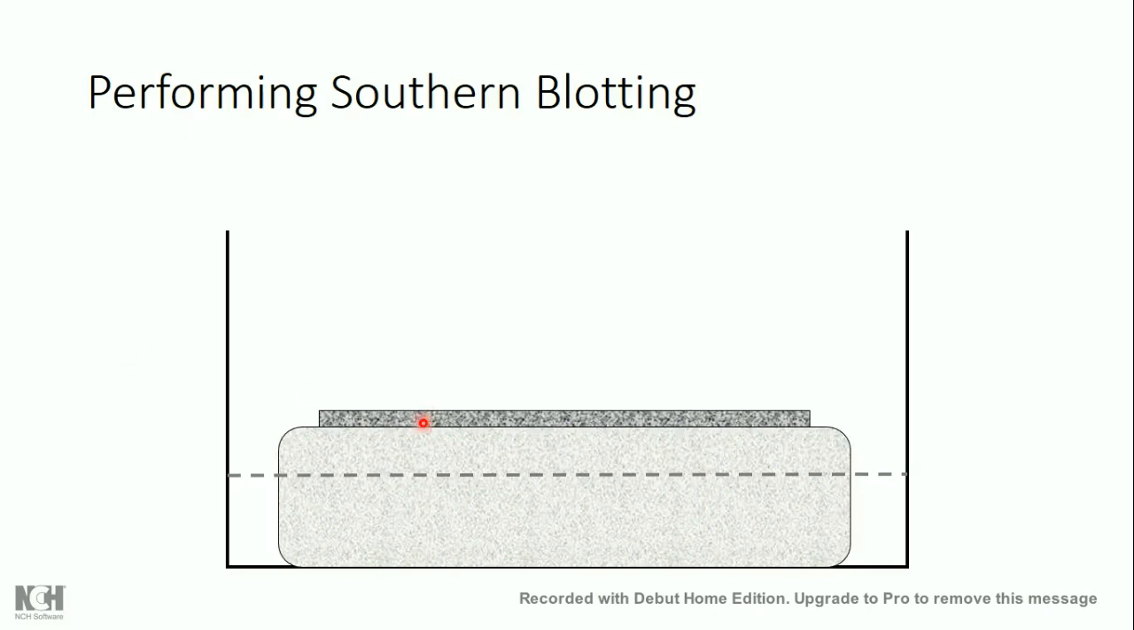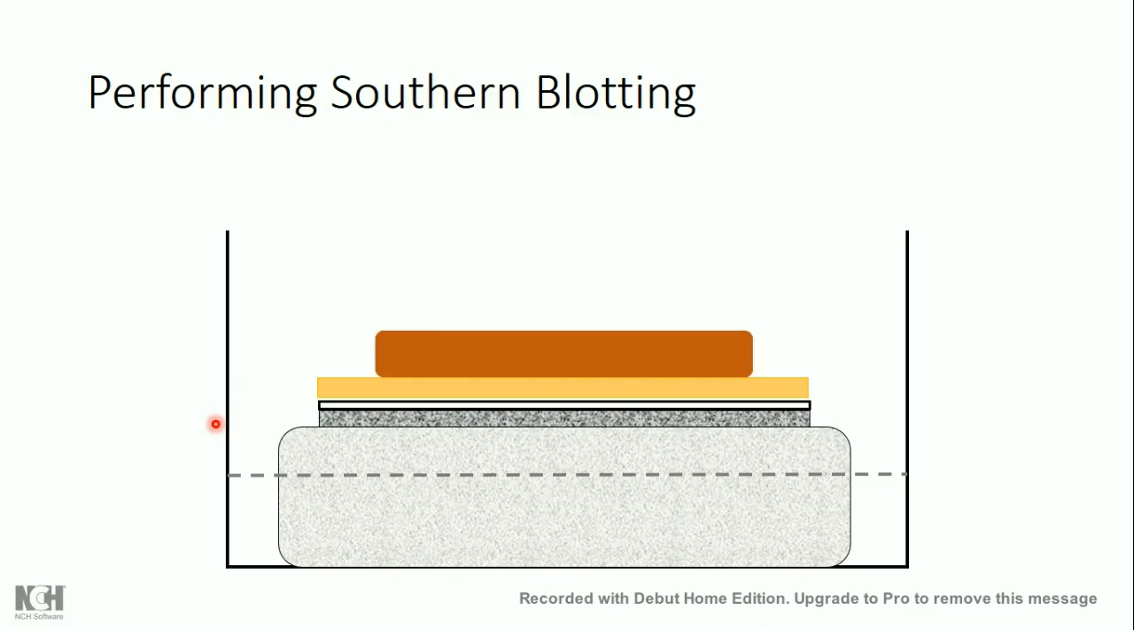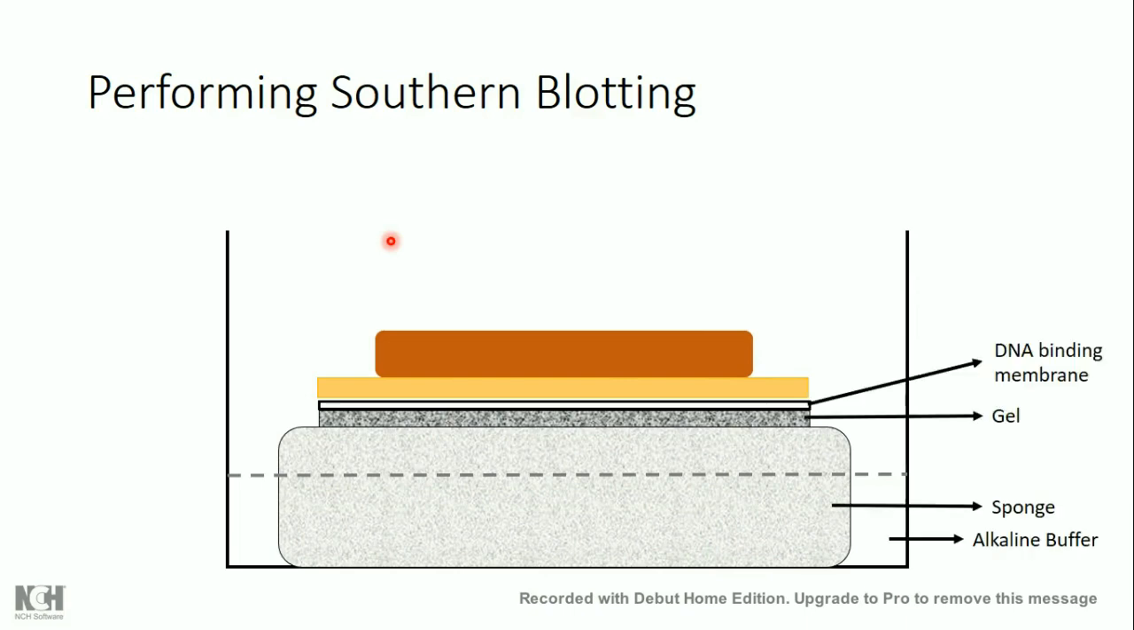This is the gel which contains the DNA samples inside. Then I put the membrane in direct contact with the gel. Then I use paper towels and a weight in order to compress all the stuff together. So what I have here is the alkaline buffer, the sponge, the gel, the DNA binding membrane, the paper towels, and then a weight.